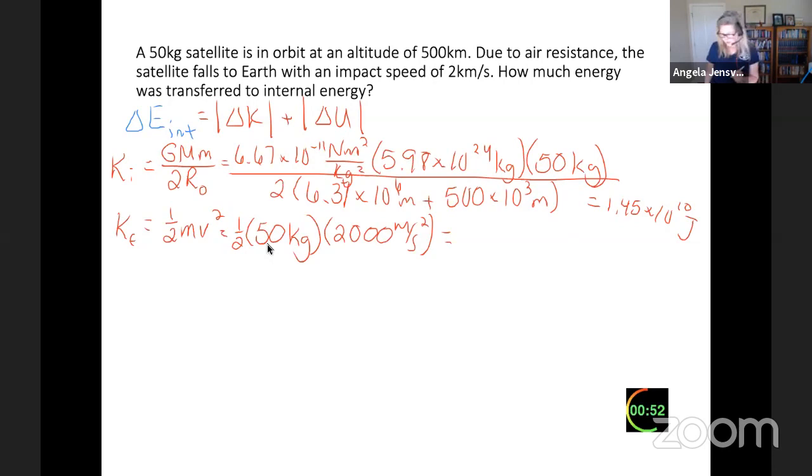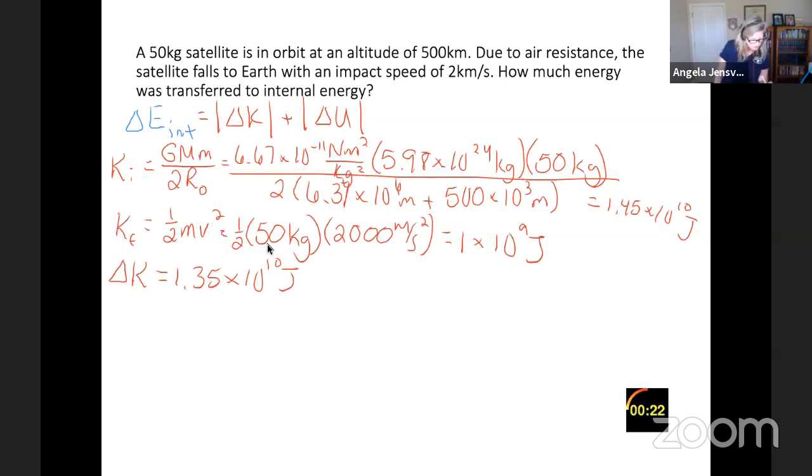Okay, so the final kinetic energy is 1 times 10 to the 9th joules. So let's find the change in kinetic energy. The change in kinetic energy would be 1.35 times 10 to the 10th joules. That's how much kinetic energy was lost. Where did it go? It went into internal energy. There was probably a transfer of thermal energy out of the system, out of the satellite Earth system.